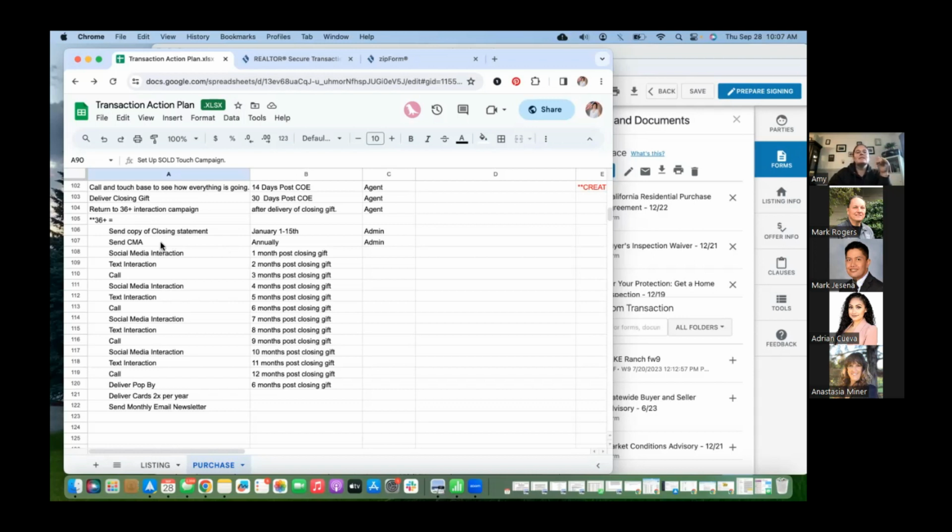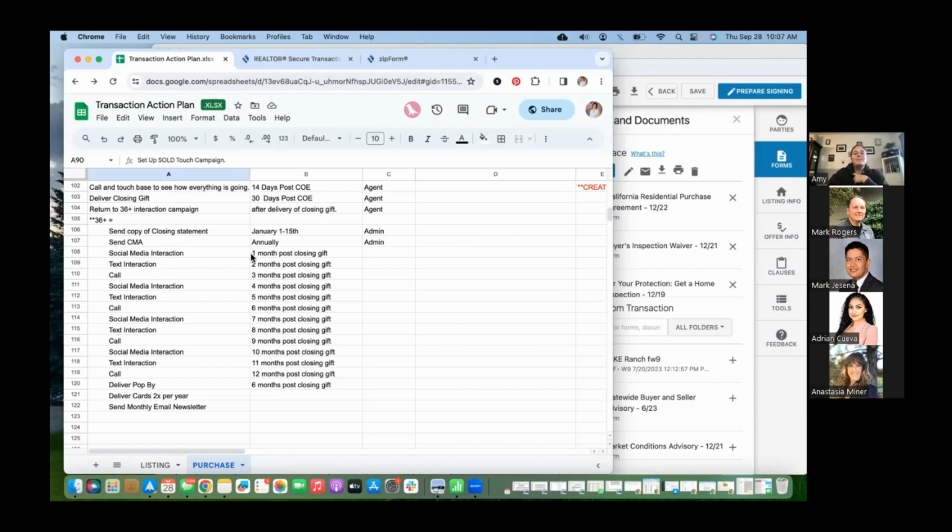Annually, maybe around their home anniversary, or maybe pick a month where you do this with all your clients, send them a copy of their CMA report or a market analysis of their property in a more detailed format. And you can either drop that off on their door, mail it to them, or email it to them. I recommend either dropping it off or shooting it over in the mail.